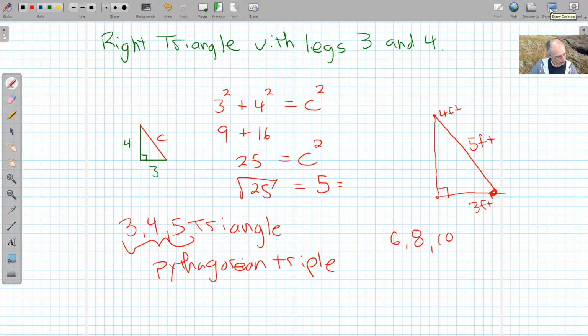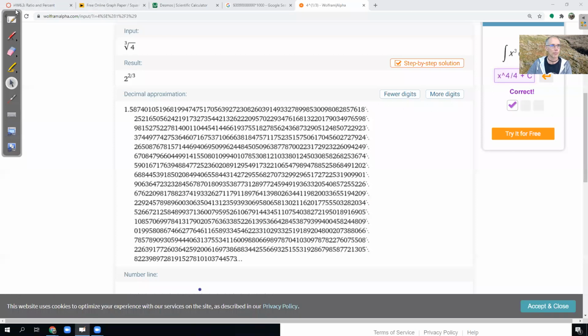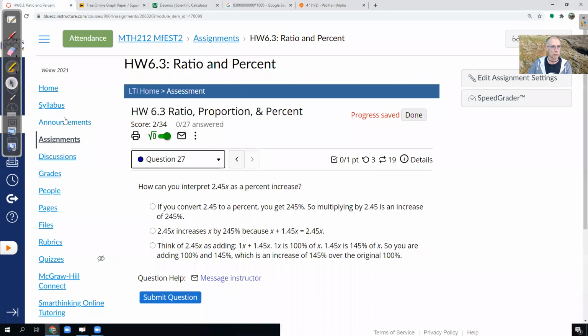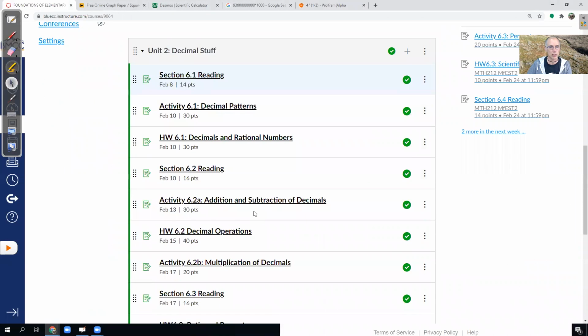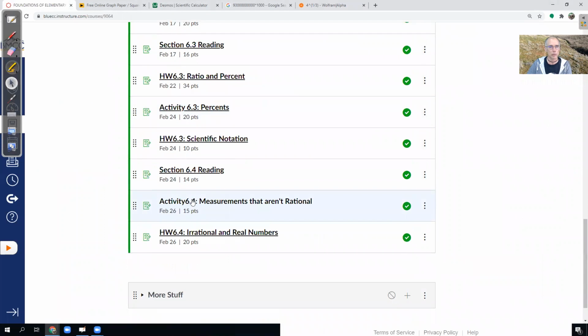Just double check over all the main ideas. Yes. Okay, so these are all the main ideas in section, or most of them, in section 6.4. I'll get to Adley's question in a few minutes, but first I want to play around with this activity, measurements that aren't rational.